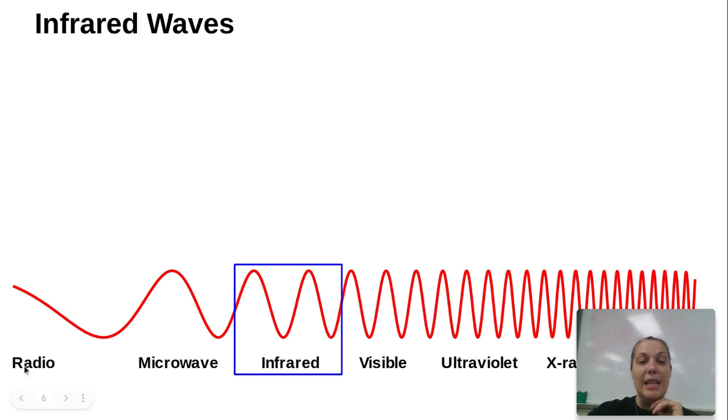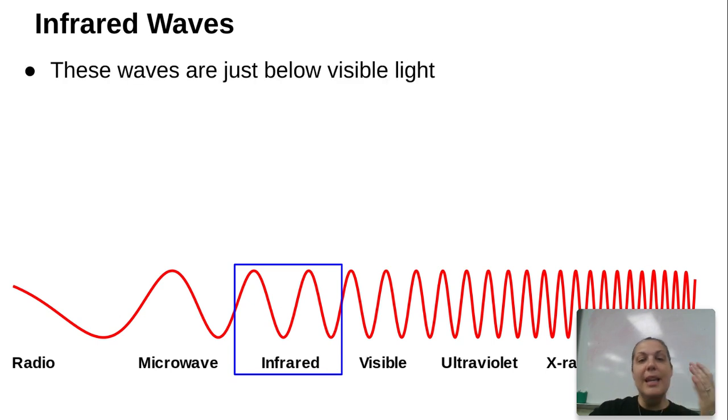The next is infrared. Notice our waves are starting to get closer together. And infrared are just below visible light. So we know that the color with the least amount of energy is red. Infrared, just below red visible light. So again, that infra prefix means below.